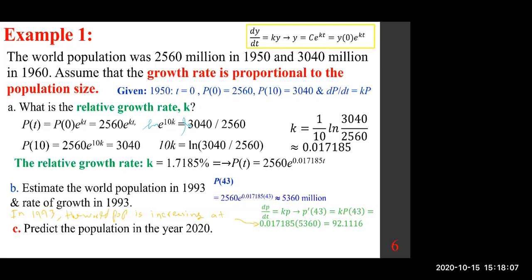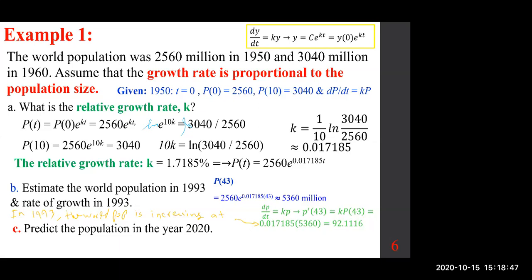Go ahead. I have a question about the 92.1116. Does that mean it's growing by that much, not percent, but the amount of people per year? Now, that means 92.1116 million people per year in 1993. Does that make sense? Yes, that makes sense. Thank you. Perfect. So again, what it means in 1993, the world population is increasing by how much? 92 million people, roughly, per year.